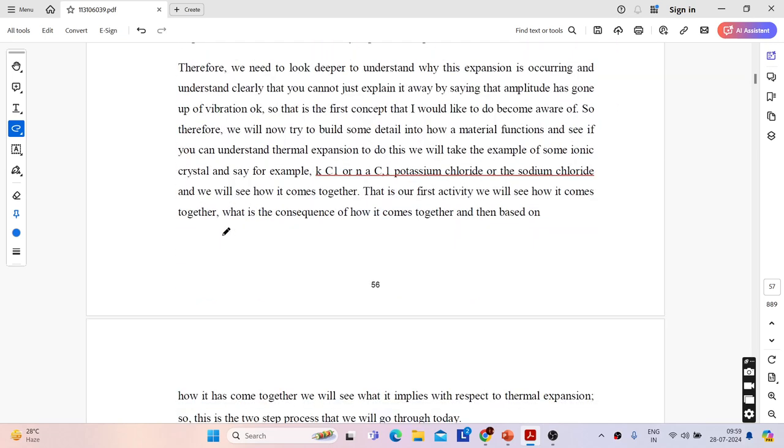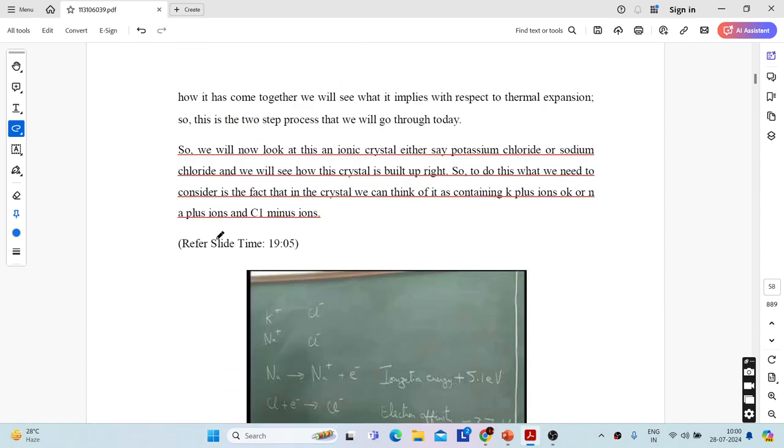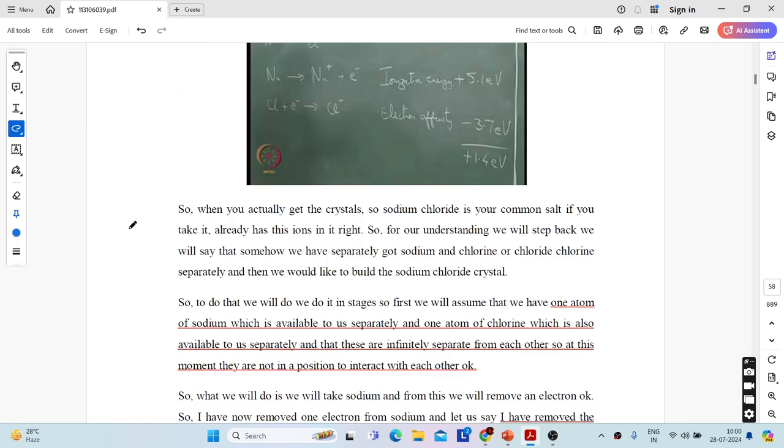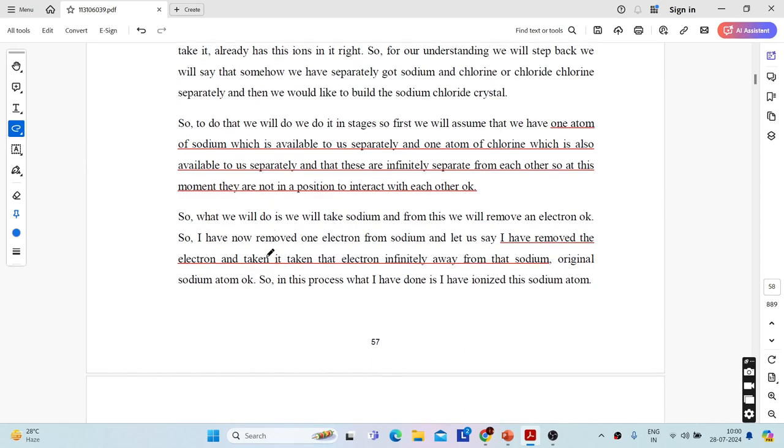So what will be the reason for the expansion? For that, we have taken two salt samples, KCl, potassium chloride, and NaCl, sodium chloride. We are taking two ions separately, K plus and Cl minus, similarly Na plus and Cl minus. We will see how NaCl or KCl, whichever we take, is built. For example, we take the sodium atom separately and the chlorine atom separately. Taking them separately means we are not giving the atoms any chance to interact.